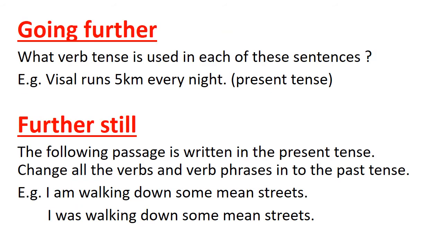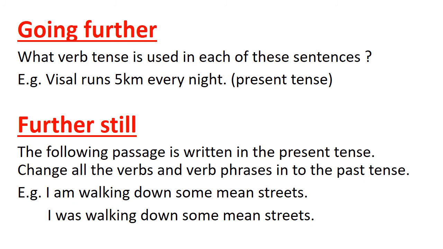Going further, what you have to do? What verb tense is used in each of these sentences? Here also you have to tell the verb tense. Vishal runs 5 kilometers every night. Here simple present tense verb runs. Because of that we can tell it is present tense.